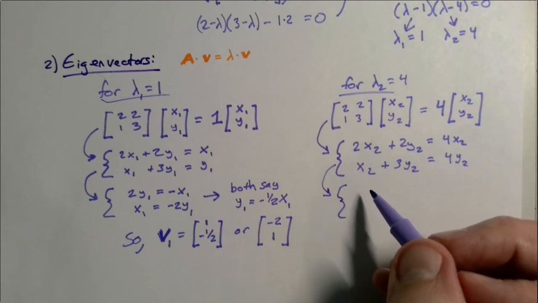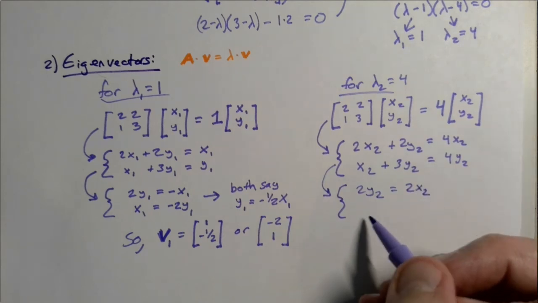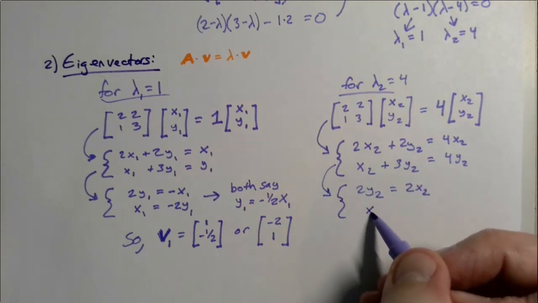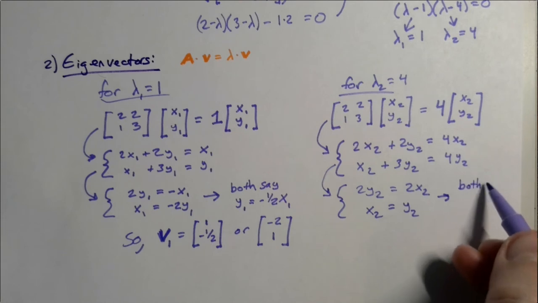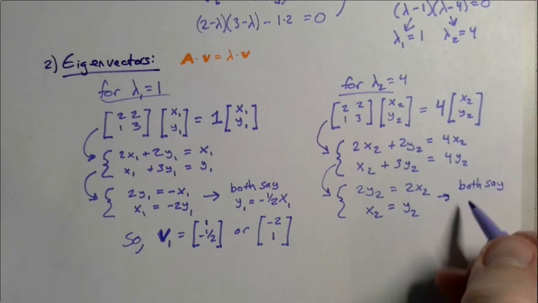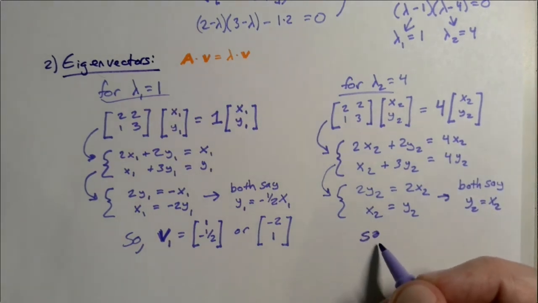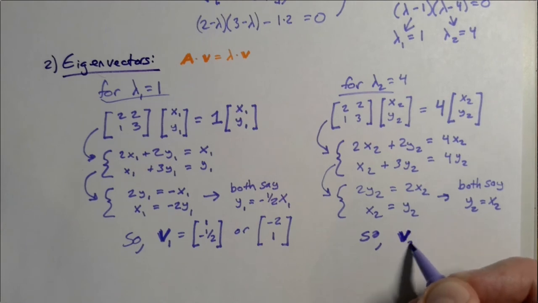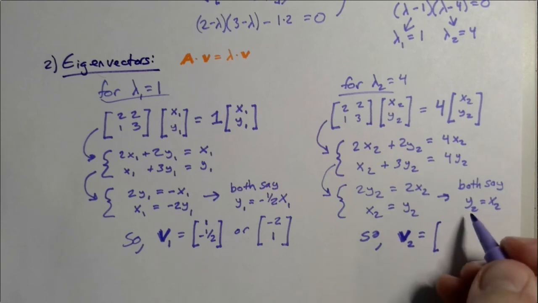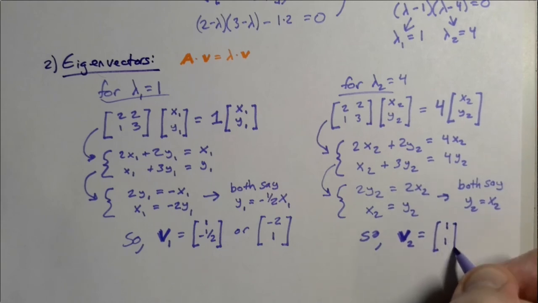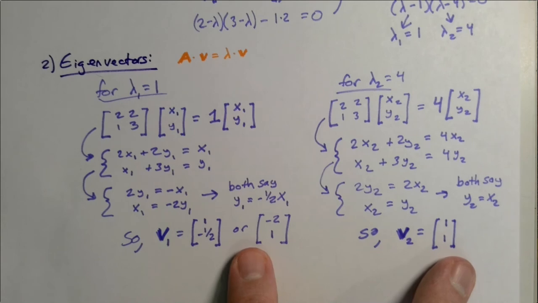And on the top, if we get our x's and y's together, we'd have 2y2 equals 2x2. And in the bottom, we'll have, move the y2 to the other side, and we just have x2 equals y2. So both of them are telling us the same thing. Both say y2 equals x2. So we know the eigenvector associated with that eigenvalue is really just whatever x is, y is. So if x goes up by 1, y goes up by 1. There's my eigenvalues, and now I have my eigenvectors, whichever one you want to use here. It doesn't matter.